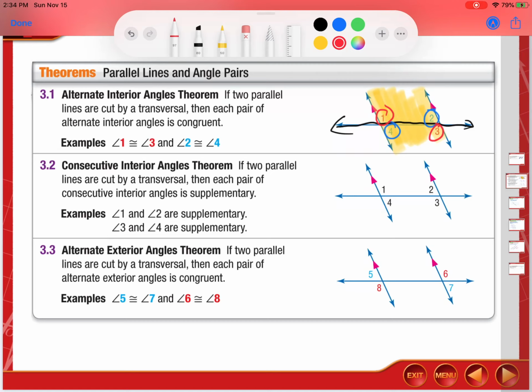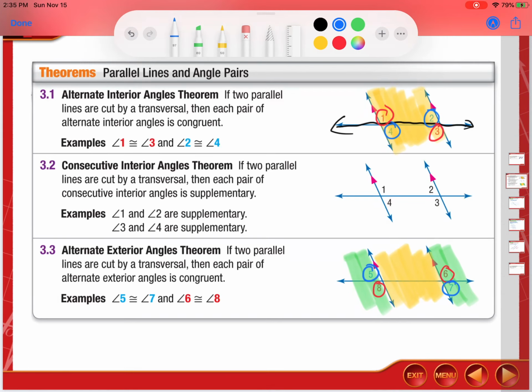I'm going to skip consecutive interior angles theorem right now. We'll come back to that shortly, but I want to touch on alternate exterior angles theorem because it's so similar. Like before, the yellow was our inside, and the green is the outside, or the exterior, of these parallel lines. When we have two angles that lie on the exterior, one on top and one on bottom of our transversal, such as angles 8 and 6, then we can say they are in fact congruent based on alternate exterior angles theorem.